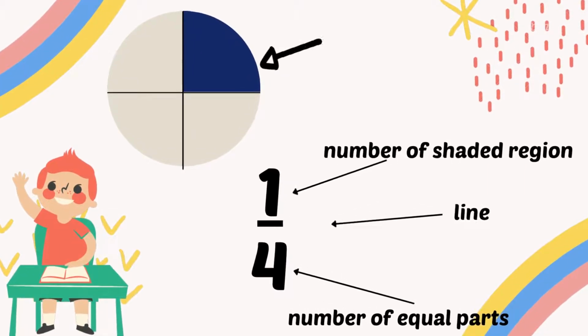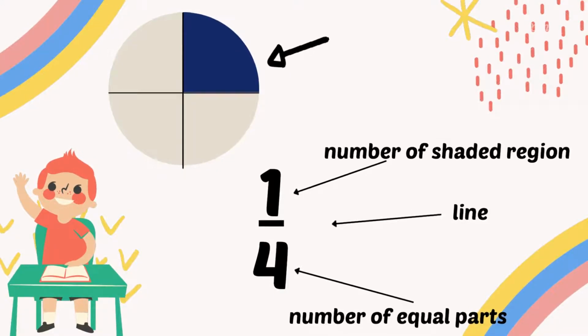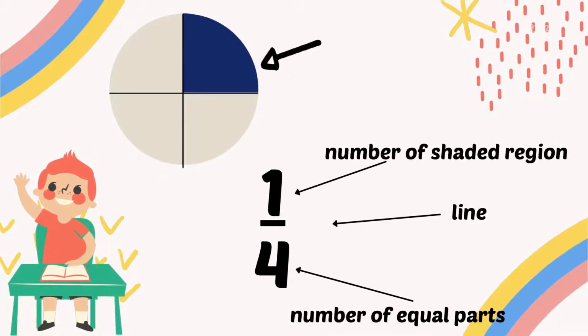Number 1 is the number of shaded regions. As we have here one shaded region, we write number 1. And we do the line. The line is for the word over. 1 over, and then 4. 4 is the number of equal parts in the picture.